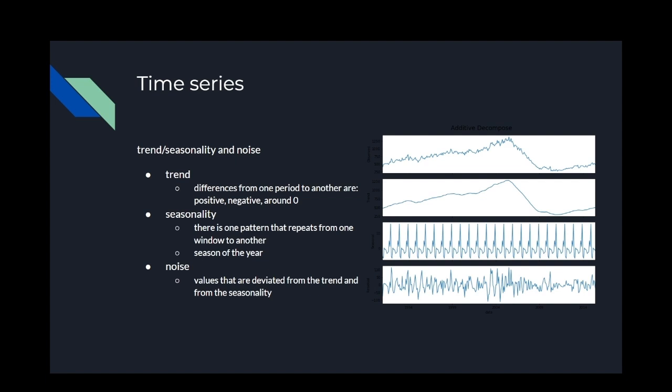Seasonality is a pattern that repeats from time to time or from window to window. For example, seasonality can be the seasons of the year. The temperature fluctuates. We know that in summer temperatures go up, and in winter they go down, and it repeats every year. And noise is just the deviation from the mean and from the seasonality.